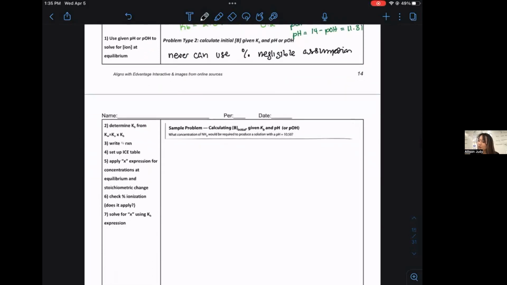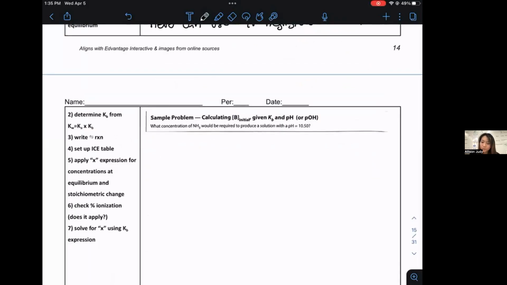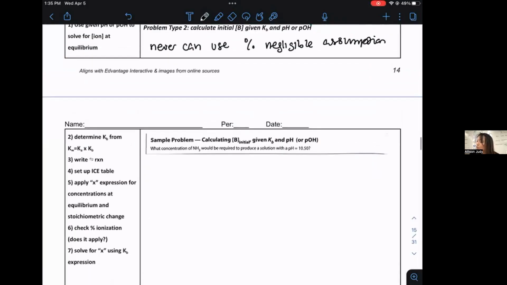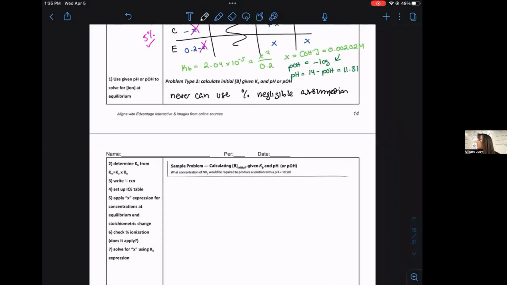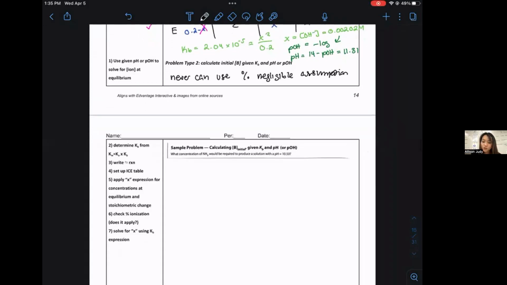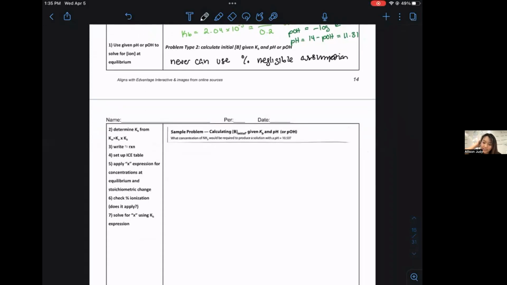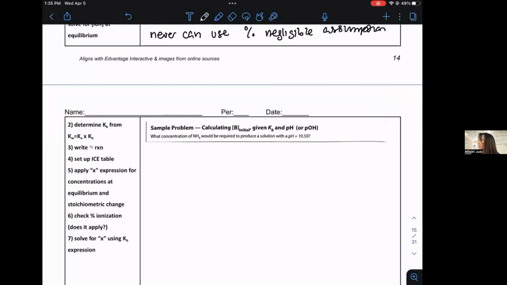So for this sample problem here, this is problem type 2. This is where we have two different variables now. Now we're given Ka or Kb and the pH or the equilibrium concentration, but we're not given the initial. So we can't assume anything about the initial's value compared to Kb. So what we have here then is we are told in this problem that the pH is 10.50.